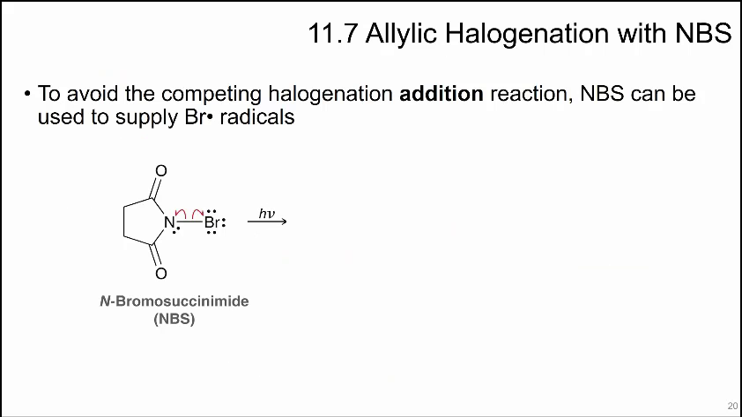To avoid competing reactions, if you use Br2, you might get other products. And to avoid that completely, we can use NBS, and that supplies radical bromine molecules. So we have NBS, which is N-bromosuccinimide, and that has a Br on this nitrogen. Once you add light to that, it breaks up this bond. So you have N radical, and this one. This one is stabilized by resonance.